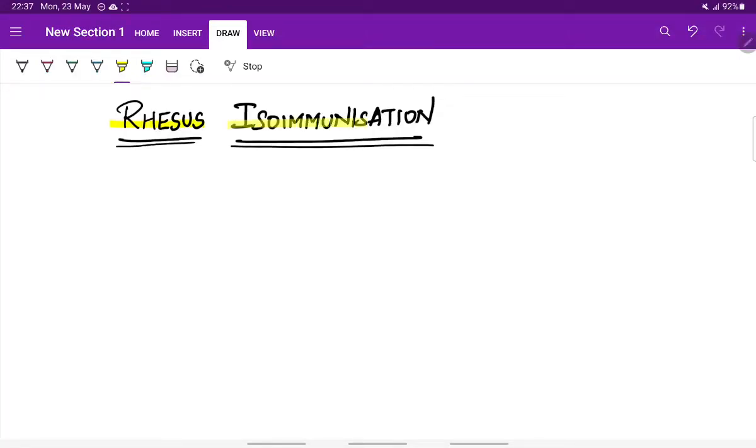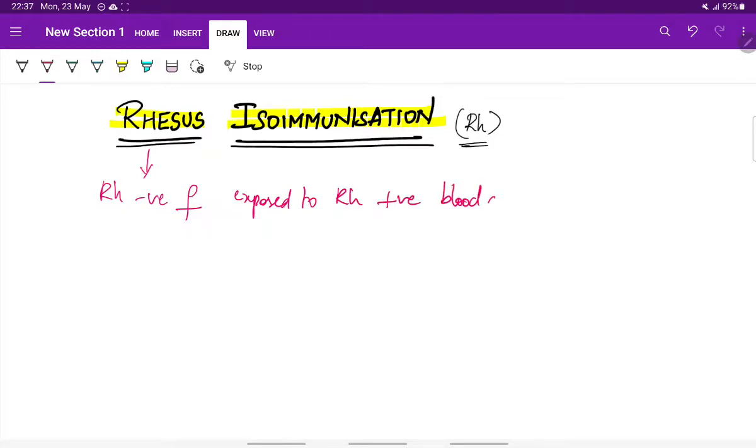Let's see about rhesus isoimmunization, which is also called Rh isoimmunization. Firstly, what is Rh isoimmunization? It is a condition in which a Rh negative woman is exposed to Rh positive blood cells, leading to the formation of Rh antibodies. This is what is called Rh isoimmunization.